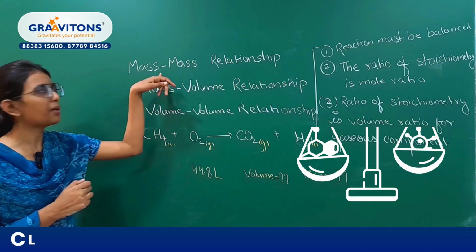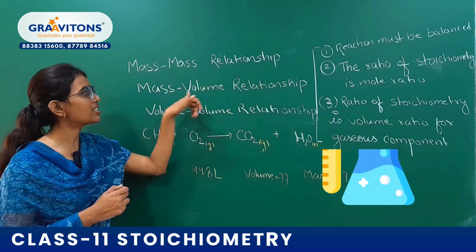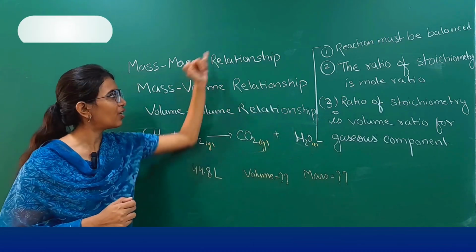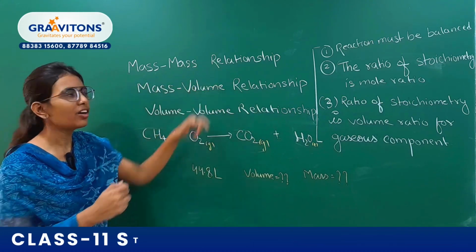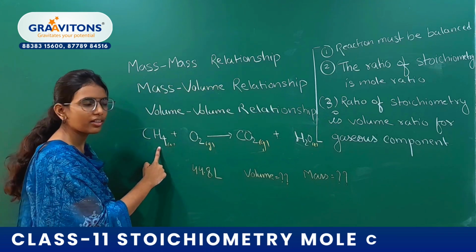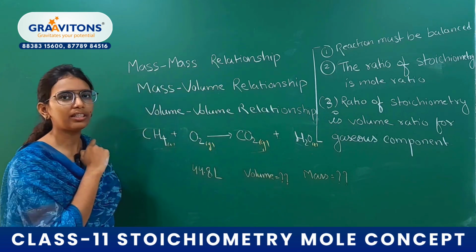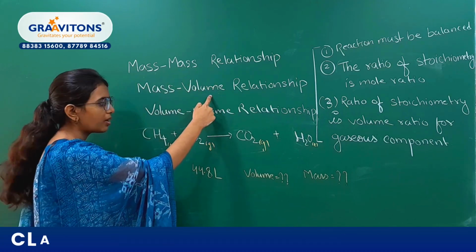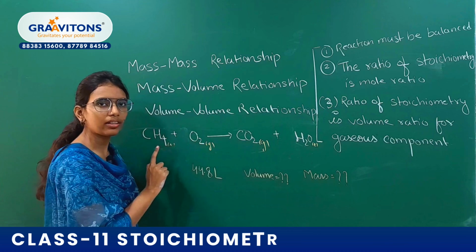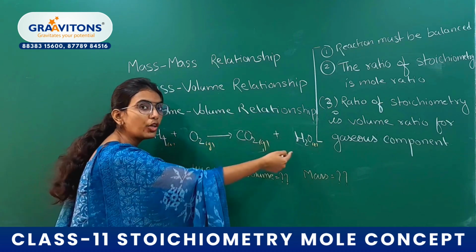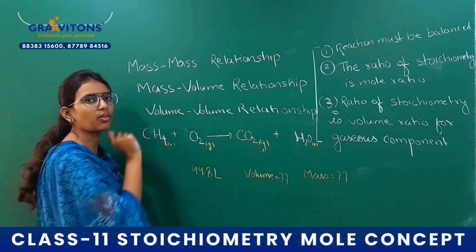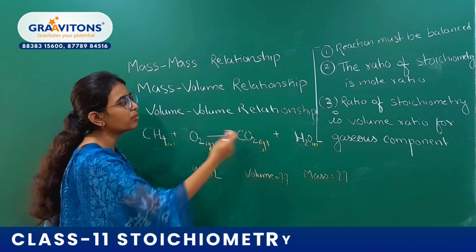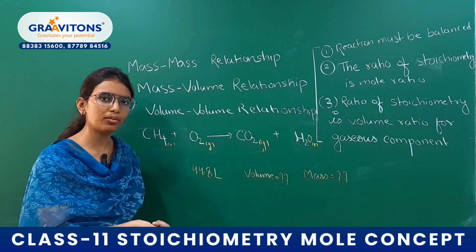Today we are going to see mass relationship, mass-volume relationship and volume-volume relationship. So what is the meaning of mass relationship? When the mass of one component is given and we are asked the mass of another component in a reaction, we call that mass relationship. What is mass-volume? When the mass of any one component is given and we are asked the volume of another, that is mass-volume. When the volume of one component is given and we are asked the volume of another, that is volume relationship.